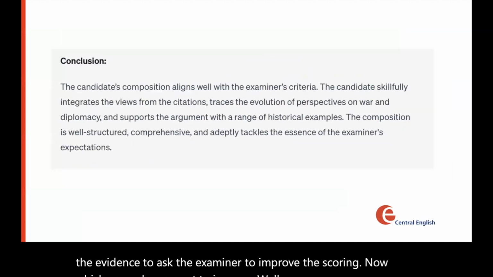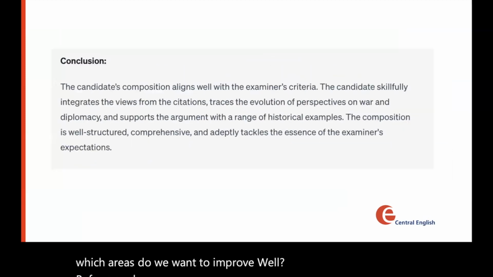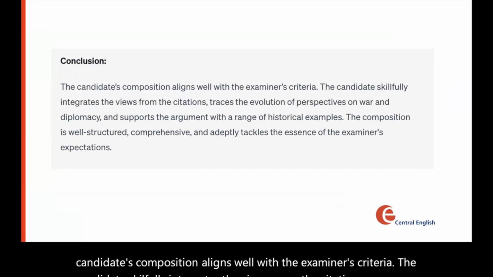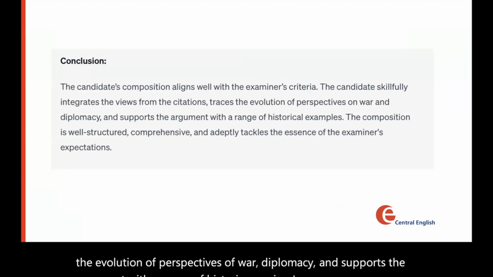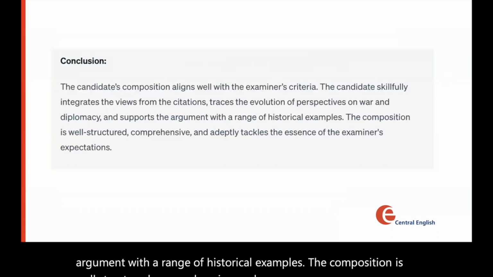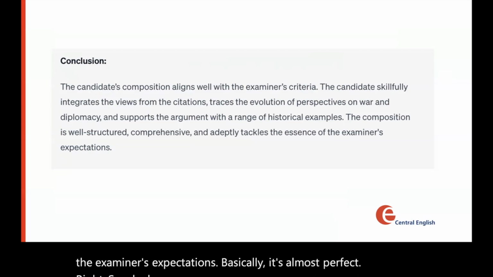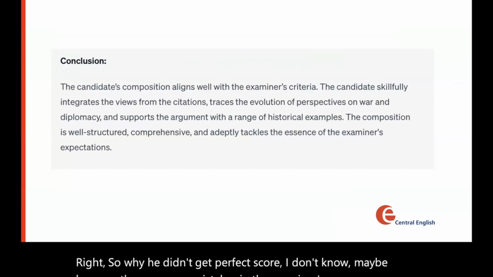Well, before we do, this is the new conclusion of the candidate. The candidate's composition aligns well with the examiner's criteria. The candidate skillfully integrates the views from the citations, traces the evolution of perspectives of war and diplomacy, and supports the argument with a range of historic examples. The composition is well structured, comprehensive, and deeply tackles the essence of the examiner's expectations. Basically, it's almost perfect. Right? Why he didn't get a perfect score, I don't know. Maybe because there are no mistakes. An examiner doesn't want to give a perfect score.